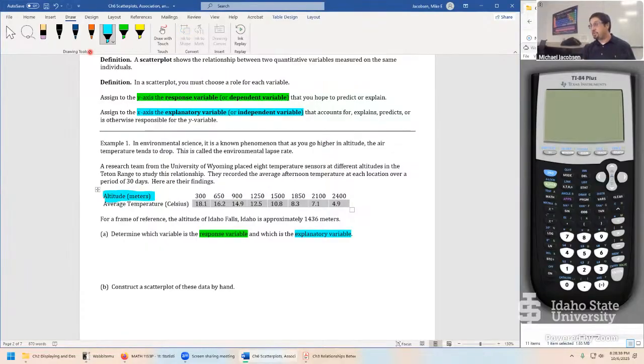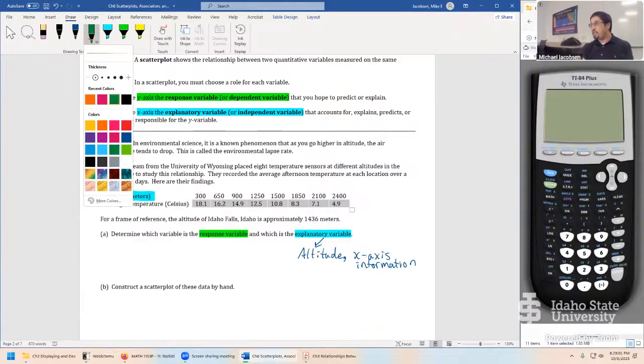Okay, so altitude is explanatory. So the explanatory variable is altitude. And even though it didn't ask for it, let's just put some extra information here. This will be the x-axis information.